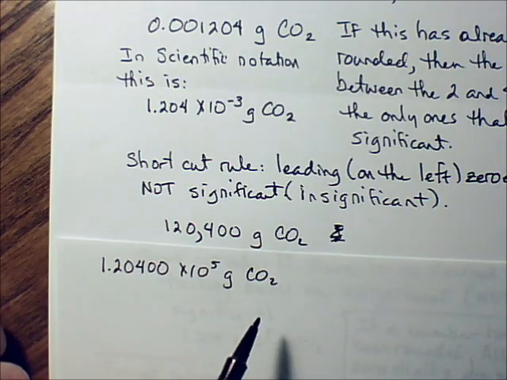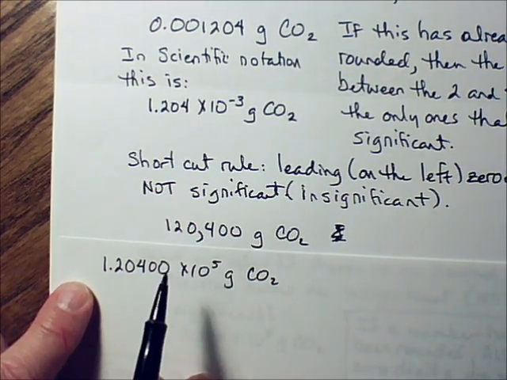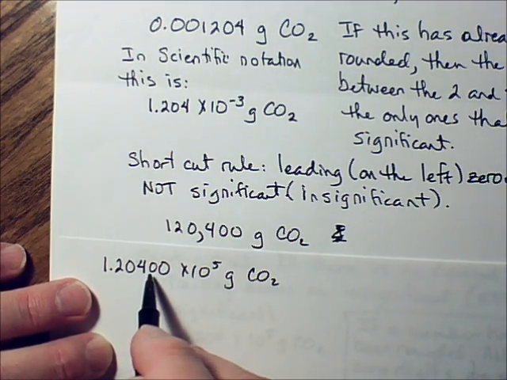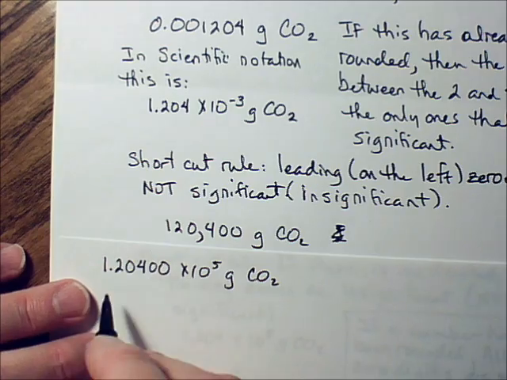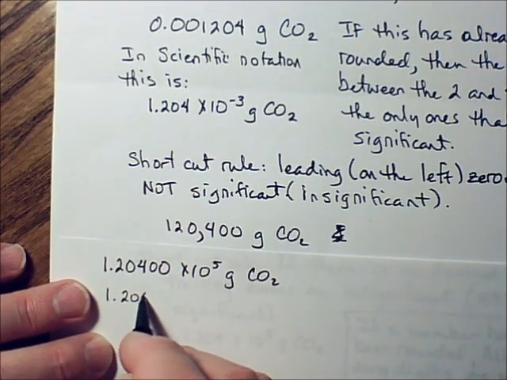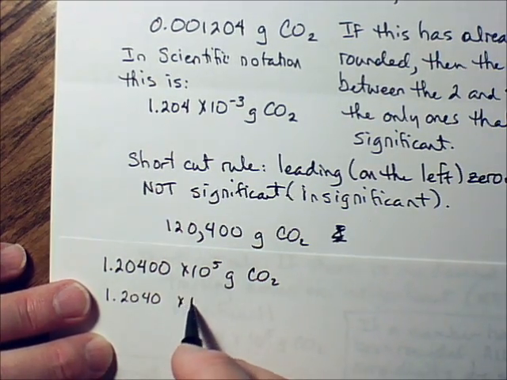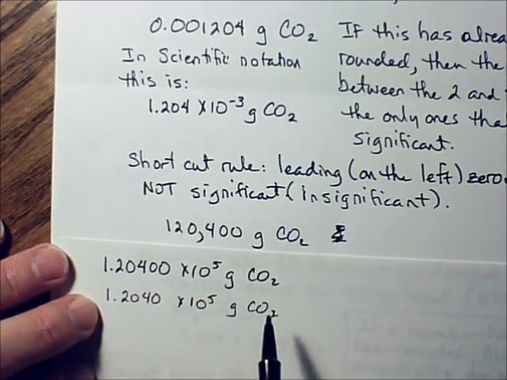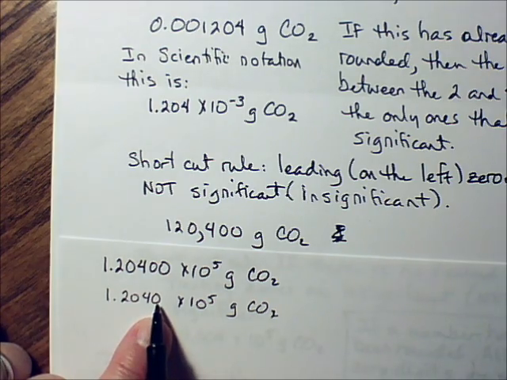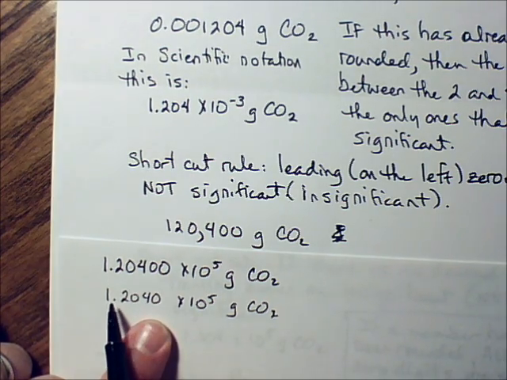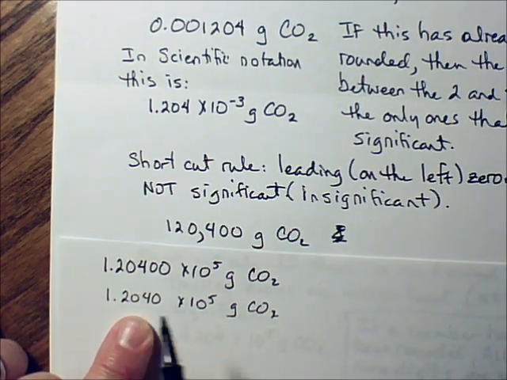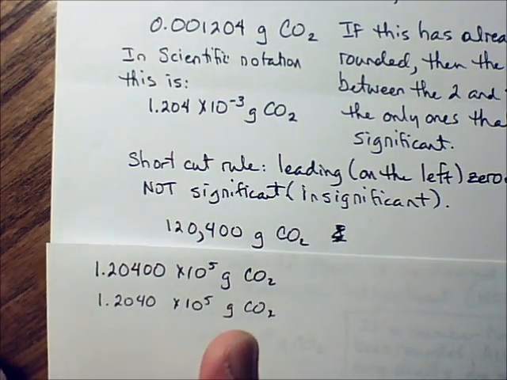Now what if I only want to show one of those two zeros being significant? I'd put one zero and not two of them here. So it would be 1.2040 times 10 to the 5th grams of CO2. In this case, this zero is significant because it follows a non-zero digit and a decimal place. This zero is significant because it meets that rule too, but it also meets the one-part rule where it's between two significant digits.